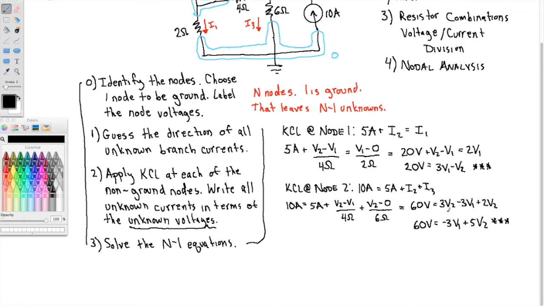I think the easiest way is just to add those 2 equations, and the V1 drops out. If I add those 2 equations, I have 80 volts on the left equals 4 V2. And I divide by 4, and I have 20 volts is equal to V2. So that's part of my solution here.